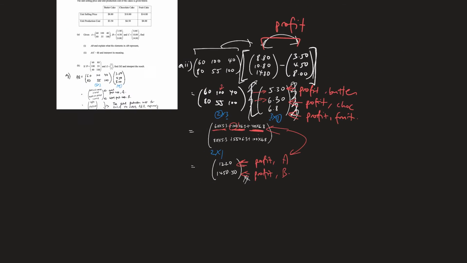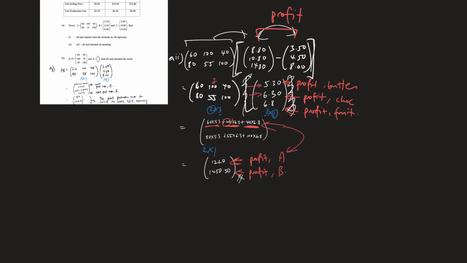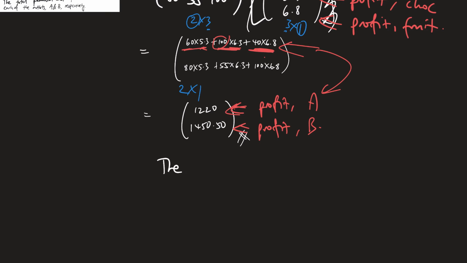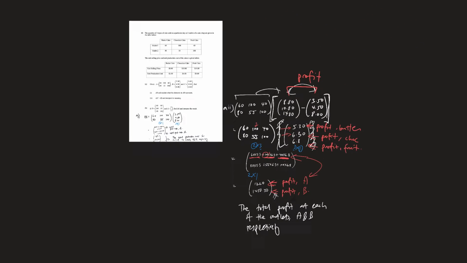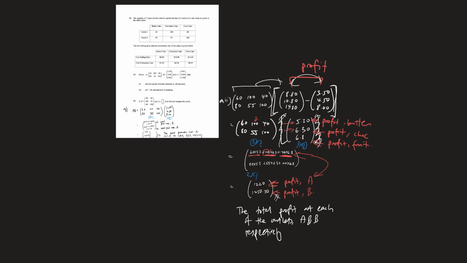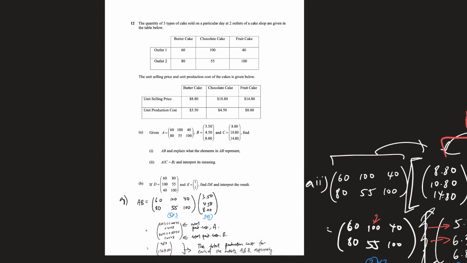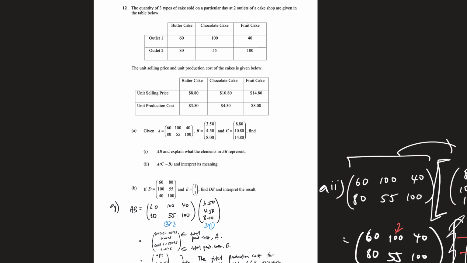Yeah, and so we can say the elements represent the total profit at each of the outlets, A and B respectively. So C, yep. And right now let's go to the last one, B. Okay, D is this matrix, and E is that matrix. So let's find it.